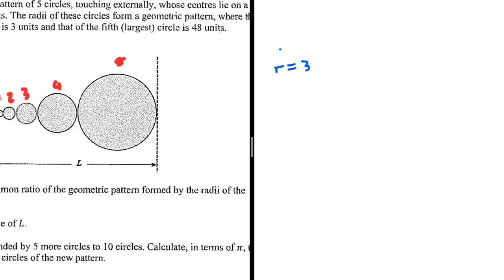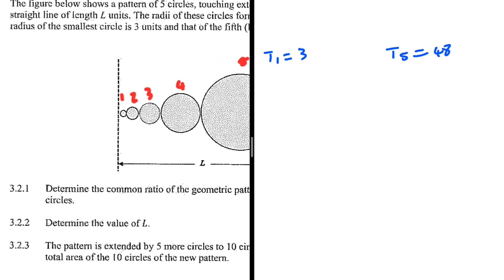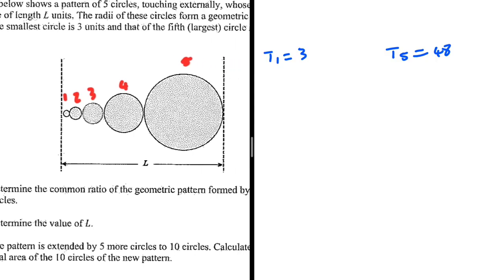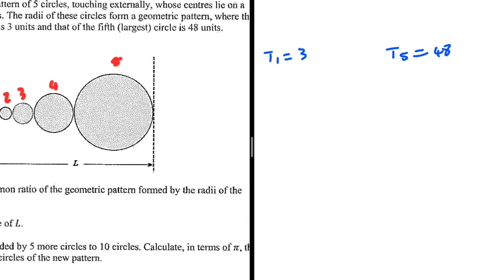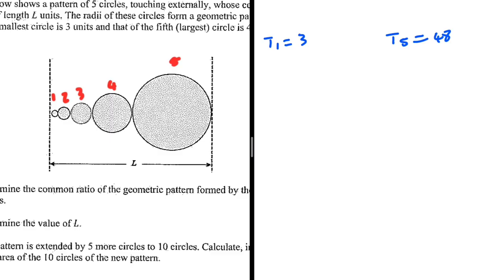So R1 is equal to 3. And let's take the radii as our terms actually. If we were to do that, we'll see that T1 is equal to 3. And the fifth circle, T5, is equal to 48. What are we looking for? We are looking for the common ratio of the geometric pattern formed by the radii of the circles. So R is equal to T2 divided by T1. But here we have T1 and T5.